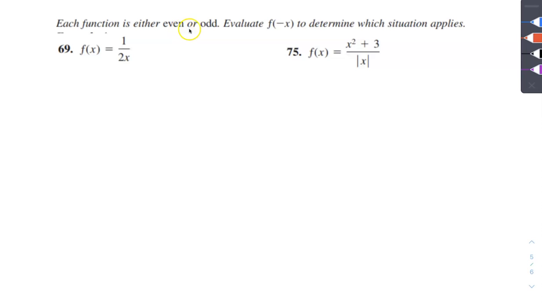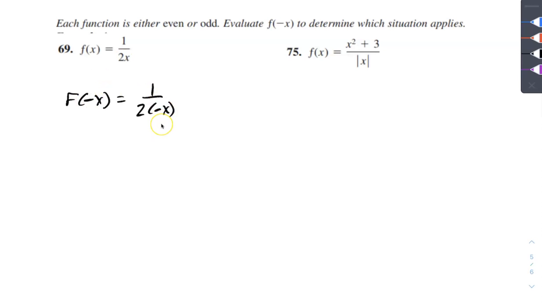Each function is either even or odd. Evaluate f of -x to determine which situation applies. So that's how we tell if it's an even or odd function. We're going to plug f of -x into this function and see what we get. So it's the first one. f of -x: remember, whatever goes in here goes in here. So it's something like this, 1/2 to the -x.